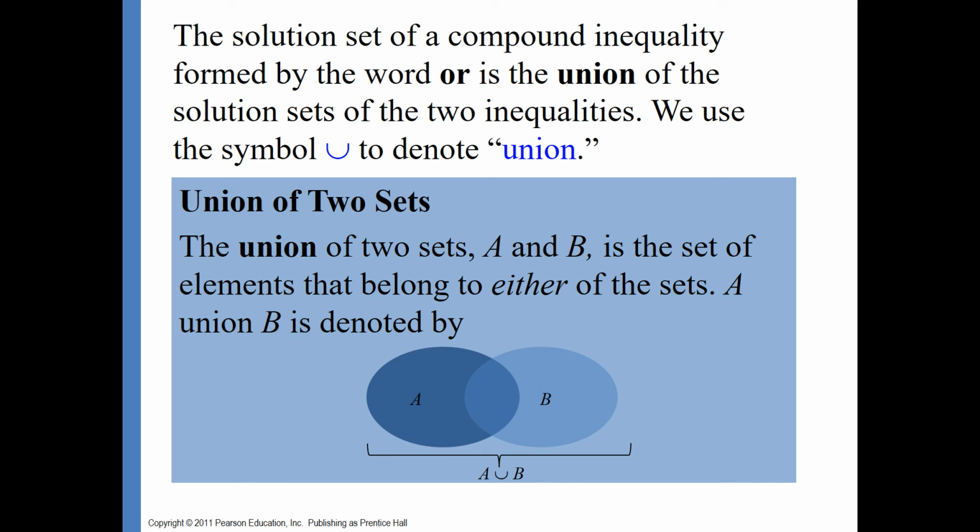The solution set of a compound inequality formed by the word OR is known as the union of the solution sets of the two inequalities. We use the symbol, it looks like a U, that symbol right there, to denote union. So this is pretty easy to remember. U and union looks like a U. And the union is everything in set A and everything in set B. Make sure you don't count the part that is shared twice.